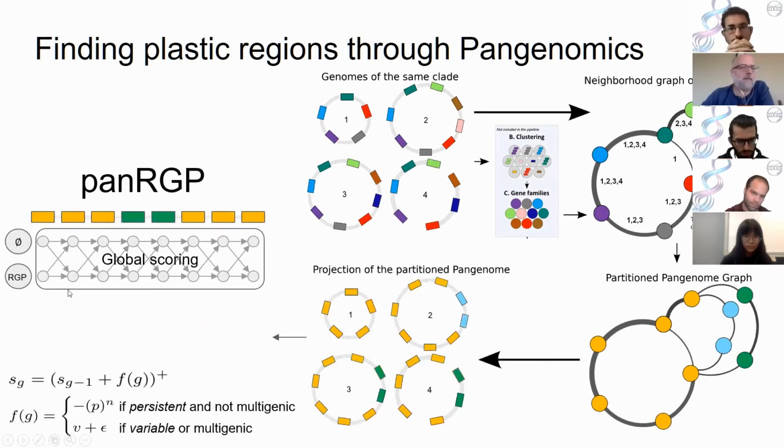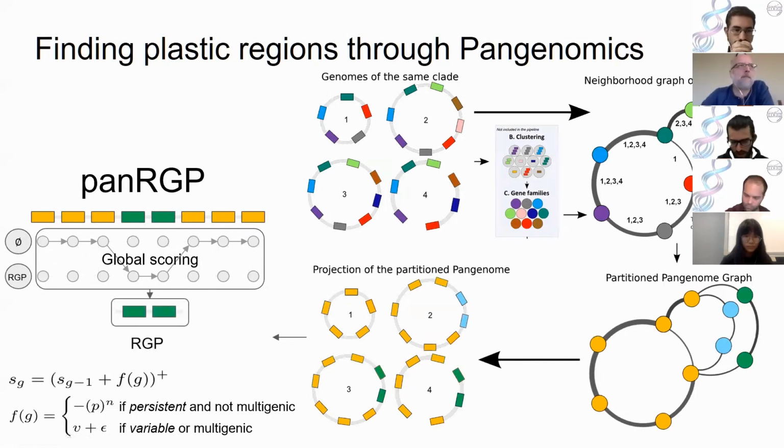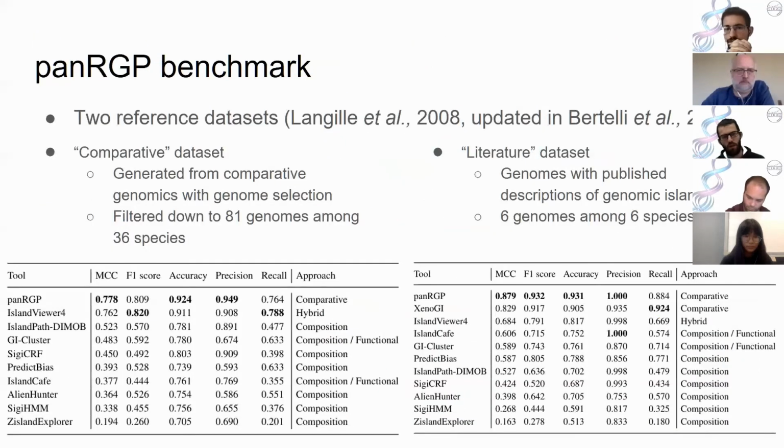Then we compute a score using the formulas that you can see along the contigs. The high scoring regions will be those that are made of shell or cloud genes. We benchmarked the method against two reference datasets that were published, first in 2008 and then updated recently in a 2018 paper. The first dataset is called the comparative dataset.